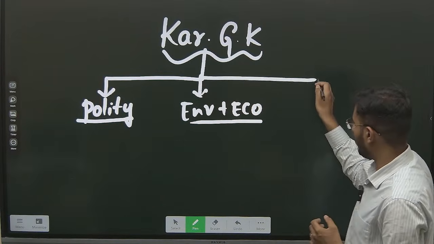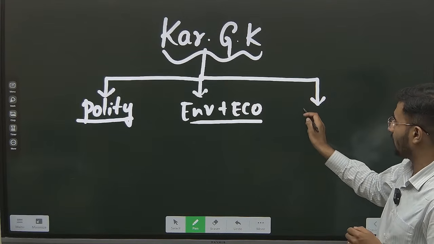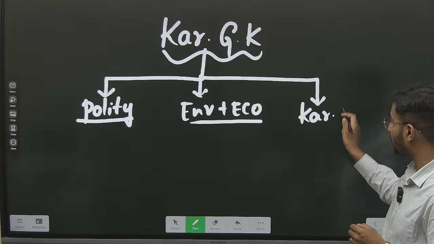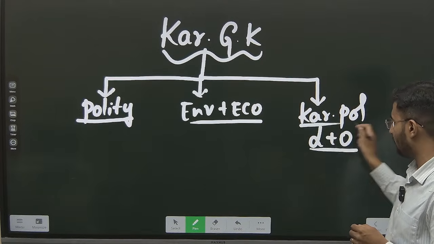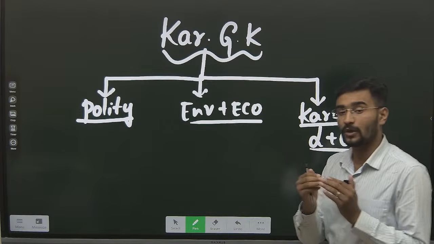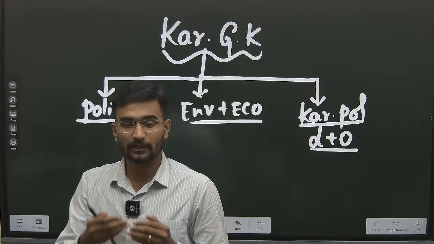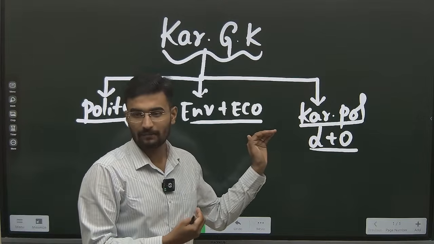And followed by this, we will be discussing our third one, which we call Karnataka's police. What is the type of law and order we have? And the fourth one, under law and order, we'll talk about the reserve police. What is the role of the police administration, law and order? All those subjects.